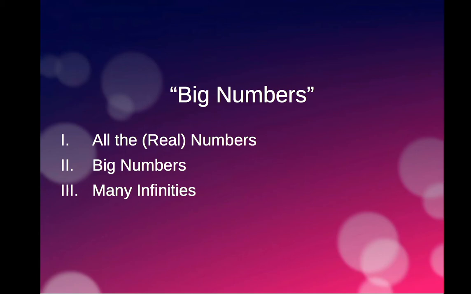Anyway, to begin, I thought, let's look at how all the real numbers are organized. That might be a little familiar, but I thought we should start on comfy ground before it gets weird. You can see here we have three big parts: all the real numbers, big numbers, and many infinities. So let's start with all the real numbers.